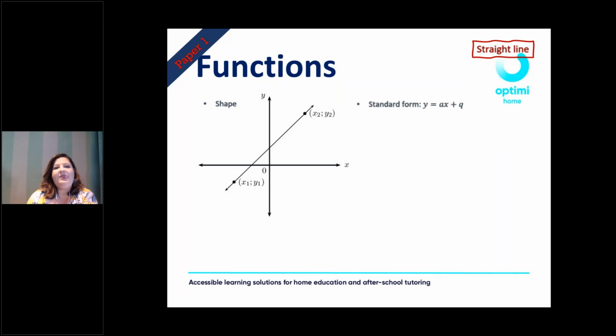The standard form of a straight line is represented by y is equal to ax plus q. So you will see that there is no exponent that you can see there at the x. It's actually a 1. It means that it is a straight line and it is not a curve. You will see what the difference is between the straight line and the parabola right now.